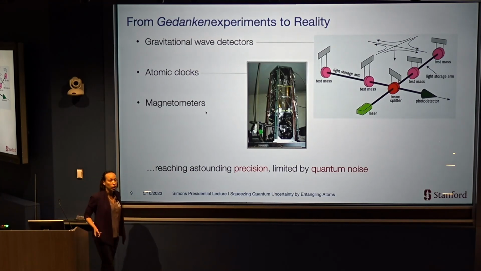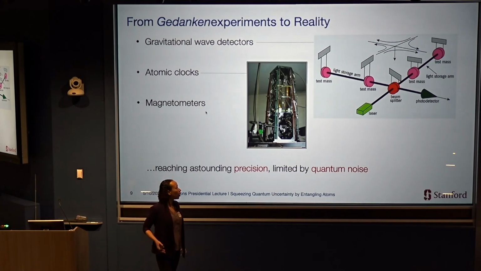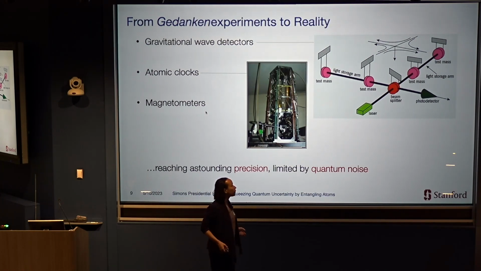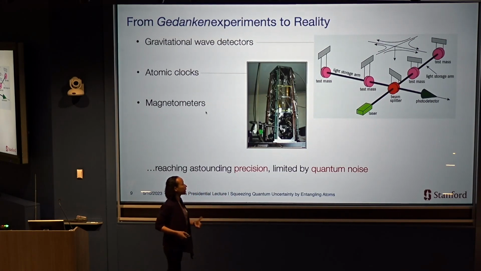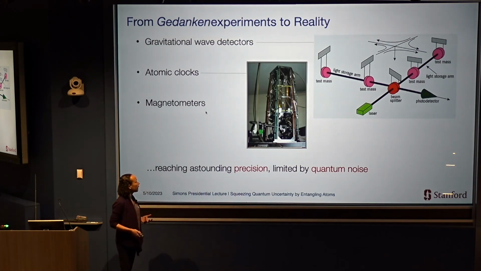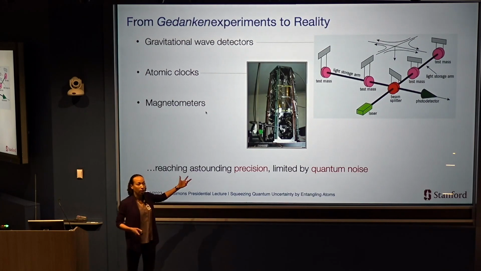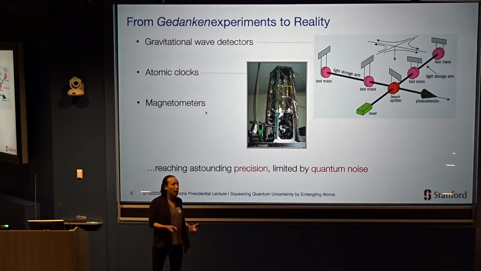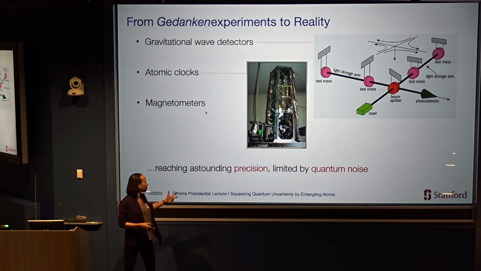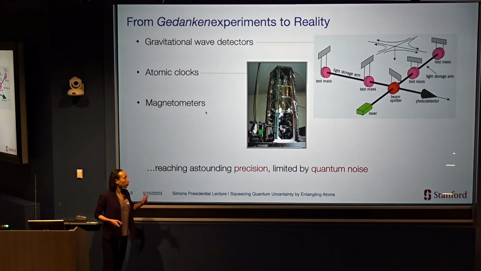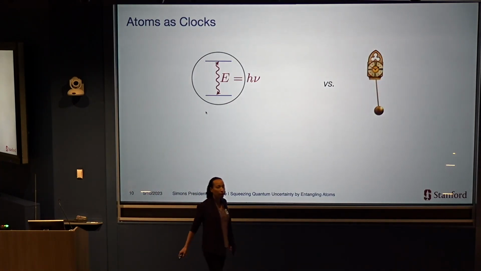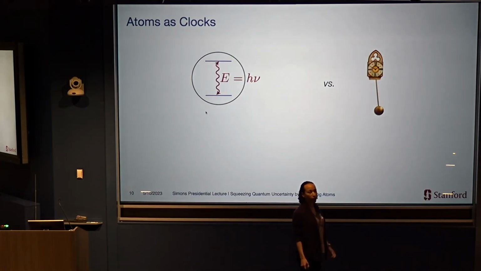Those include gravitational wave detectors, where the precision of interferometrically measuring the distance between two arms of an interferometer is limited by quantum uncertainty in the light field. They include atomic clocks, and I'll zoom in a bit on that example of where the energy-time uncertainty relation comes in. Precise measurements of magnetic fields. They're real-world devices where the precision is limited by quantum noise. So let me zoom in on this example of the atomic clock.